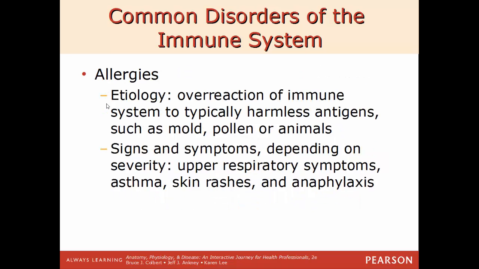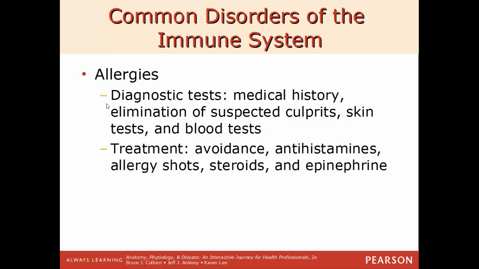Allergies. Etiology here is an overreaction of your immune system, typically to very harmless antigens: pollen, ragweed, cat dander, mold, and so on. Signs and symptoms will depend on the severity. Could be upper respiratory symptoms, asthma, watery eyes, skin rashes, and in severe cases, anaphylaxis. Diagnostic tests: medical history, the elimination of the suspected culprit, skin test, and blood tests. For treatments, probably the best one is avoidance of the allergen if possible, antihistamines, allergy shots, steroids, and epinephrine.